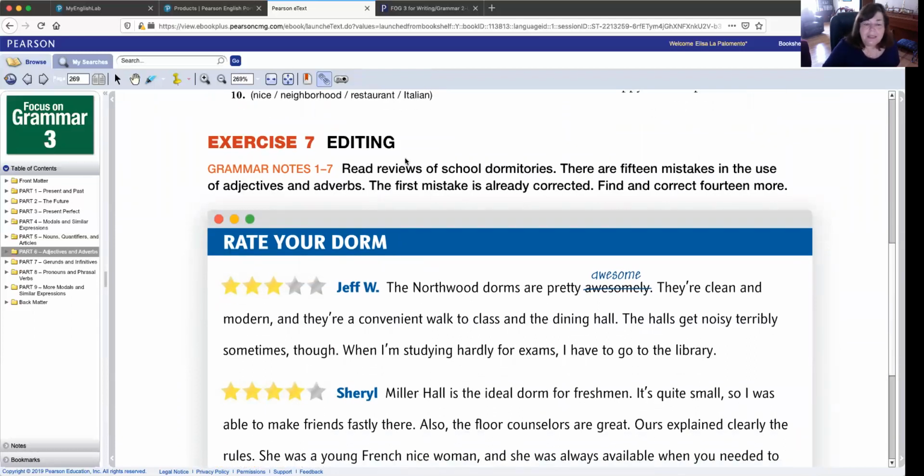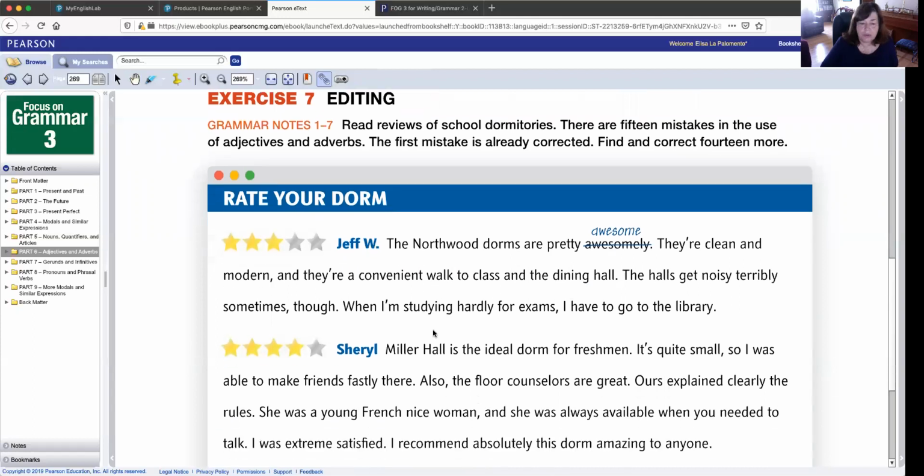And then editing. It says read reviews of school dormitories. Dormitories are where students live at colleges. Not all colleges have dormitories. Community colleges like ours, county colleges, don't have dormitories, but four-year colleges do. It says there are 15 mistakes in the use of adjectives and adverbs. The first mistake is already corrected. Find and correct 14 more. So let's look at the first one.